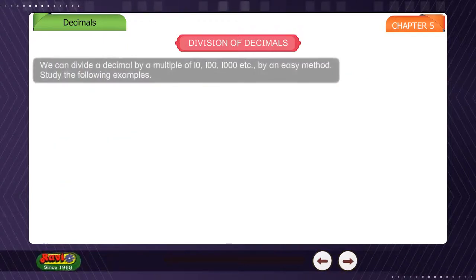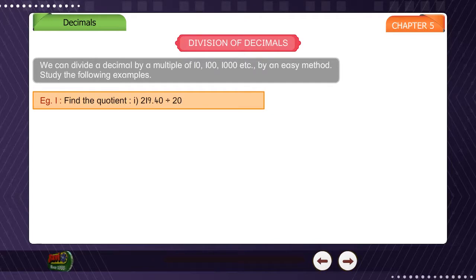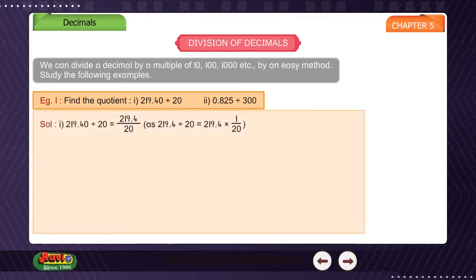We can divide a decimal by a multiple of 10, 100, 1000, etc. by an easy method. Study the following examples. Example 1. Find the quotient. 1. 219.40 divided by 20. 2. 0.825 divided by 300.